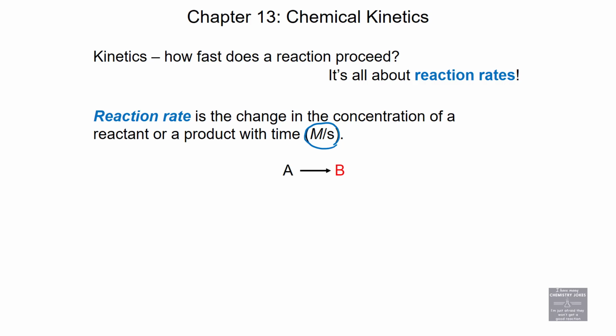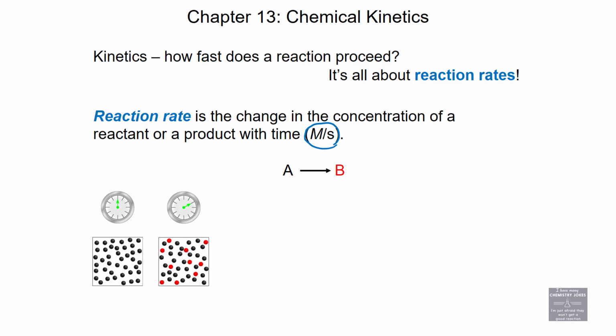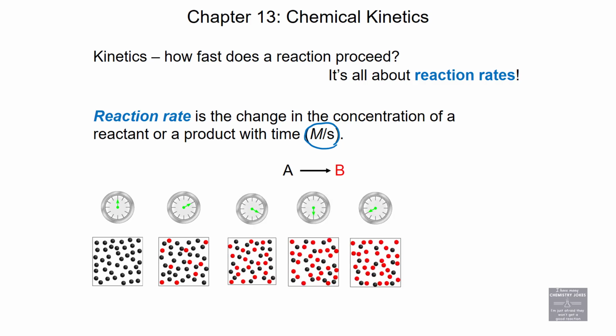So if A is being converted to B, according to this little diagram down here, all the black dots are A and the red dots are B. And over time, A gets converted to B.